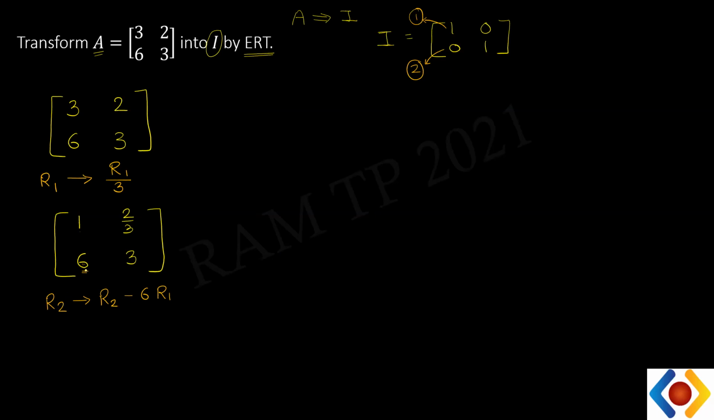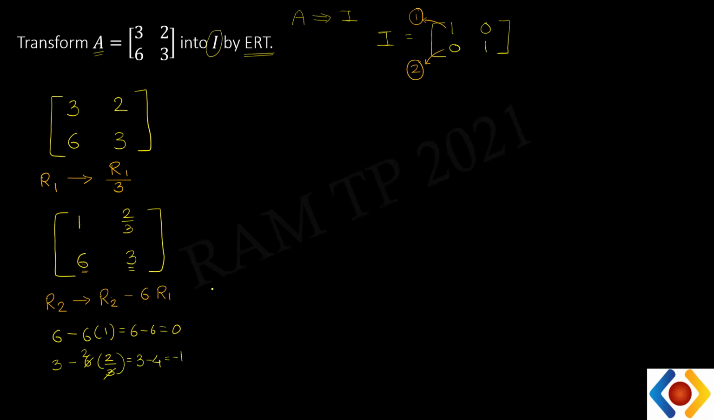Now let's do these calculations here. The first element of row 2, 6, will become what? 6 minus 6 times the corresponding element of row 1, so this 1. That is 6 minus 6, equal to 0, correct? Let's also think about what this 3 will become. 3 minus 6 times the corresponding element of row 1, which is 2 by 3. 6 times 2 by 3 is 4. So it will become 3 minus 4, that is negative 1, correct?